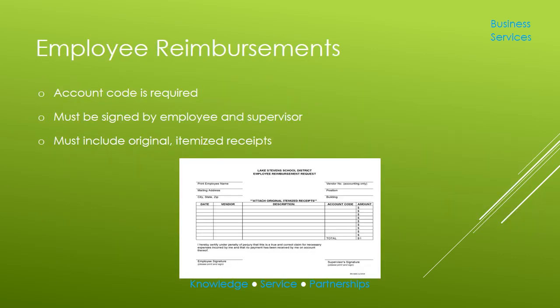Please use the Employee Reimbursement form, which is located on our website under Business Services Employee Resources. An account code must be provided to process the reimbursement. The request form must be signed by the employee and the supervisor with budget authority. The form must also include original itemized receipts to support each purchase.